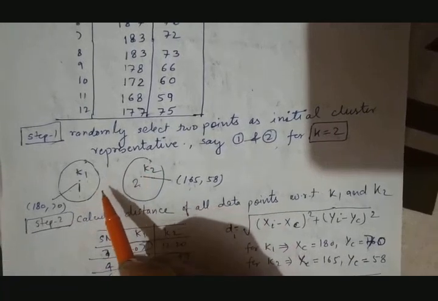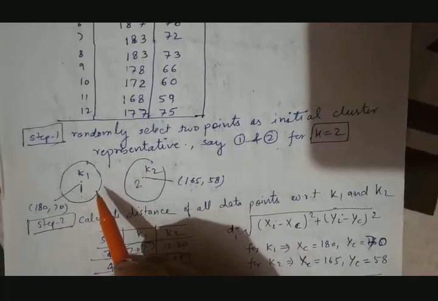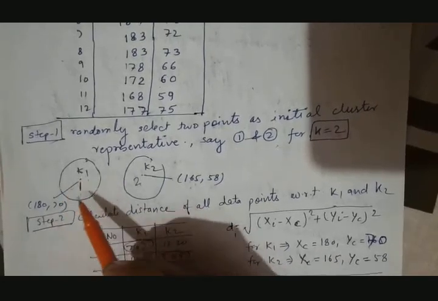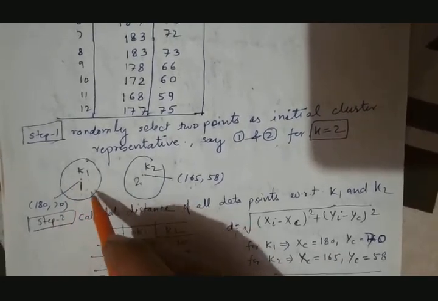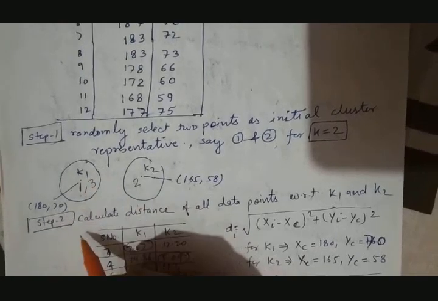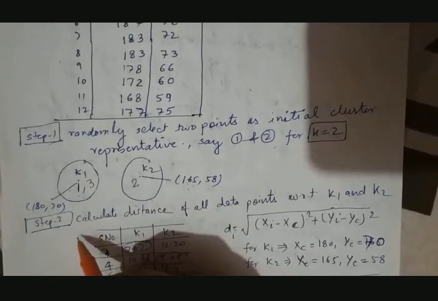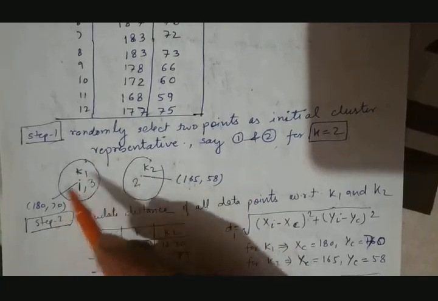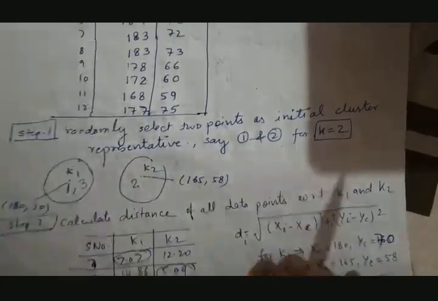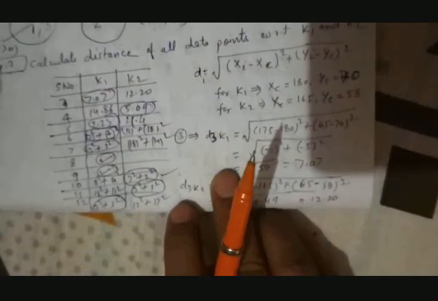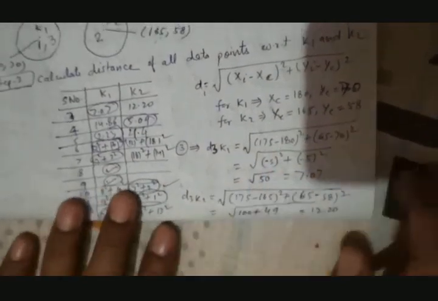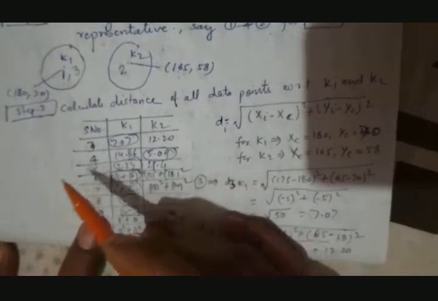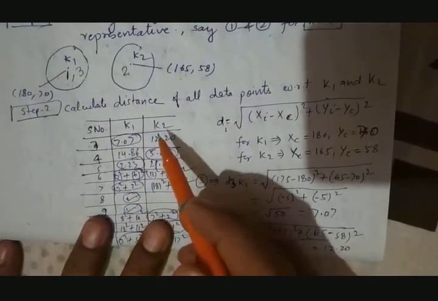Suppose data point 3 has the minimum distance with respect to K1. Then data point 3 will be added to cluster K1. This is how we find the appropriate cluster number for any data point. That is what step 2 says. Now see here, this is the table in which we are saving the distance calculation of each data point with cluster K1 as well as cluster K2.